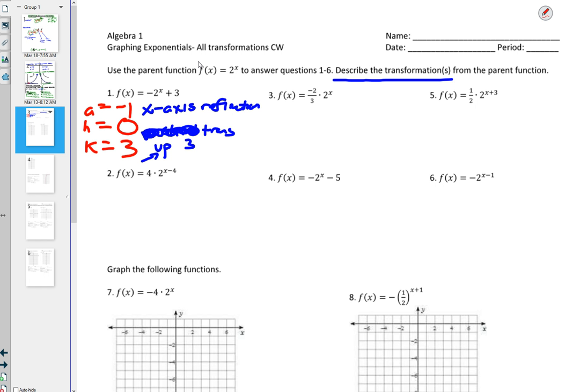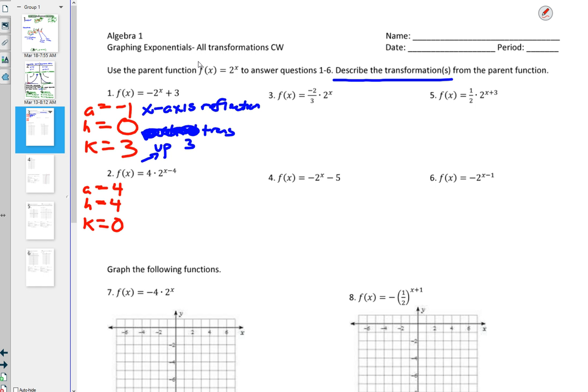All right, how about number 2? Kiara, give me A, H, and K. Let's go. Here's an easy one. What's A here? 4 is the number in front. Good. What's H? You have to change the sign. Yes, you are correct. There's a -4 there, but you have to change the sign. What's K? K is 0.